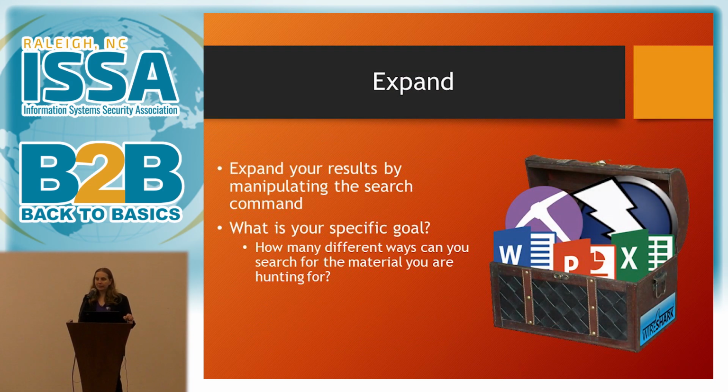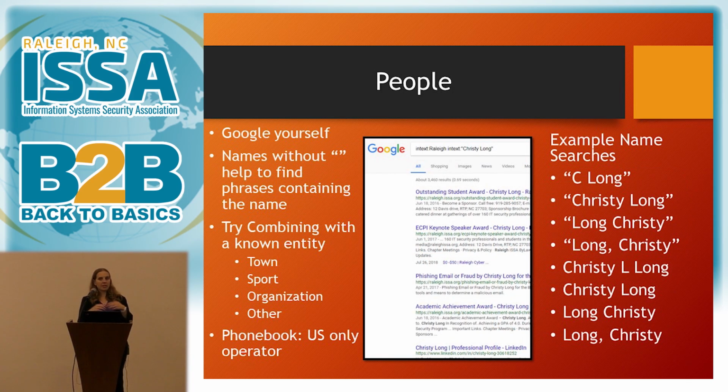So now we want to expand. We want to expand our results by manipulating the search command. So what was your specific goal? How many different ways can you search for the material that you're hunting for? So let's take yourself, right? Think of your name. How many ways can you search your name? So Christy Long was my maiden name. And so here you can see a few of the ways that you can just search for me, right? C Long, Christy Long, Long Christy, Long comma Christy, Christy L Long. There's all these different ways.